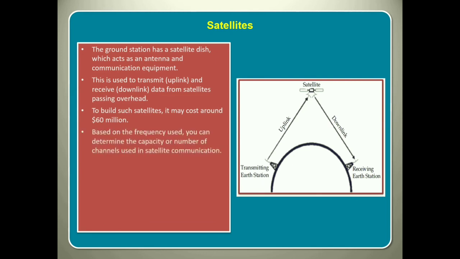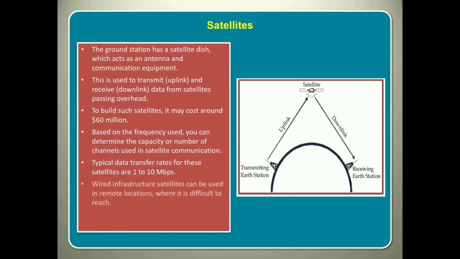Based on the frequency used, you can determine the capacity or number of channels used in satellite communication. Typical data transfer rates for these satellites are 1 to 10 Mbps. Satellites can be used in remote locations where wired infrastructure is difficult to reach. Even for communication and data transfer on internet, you can use only satellites.